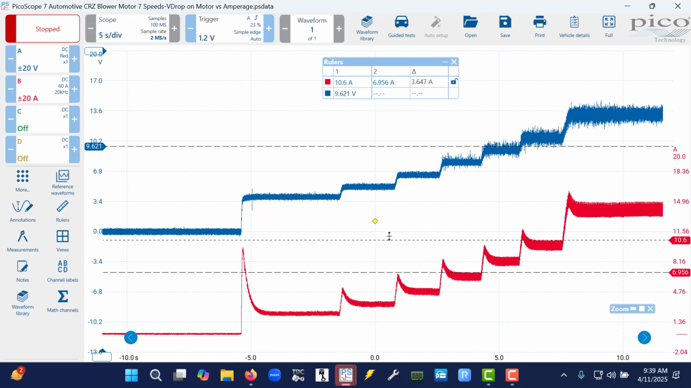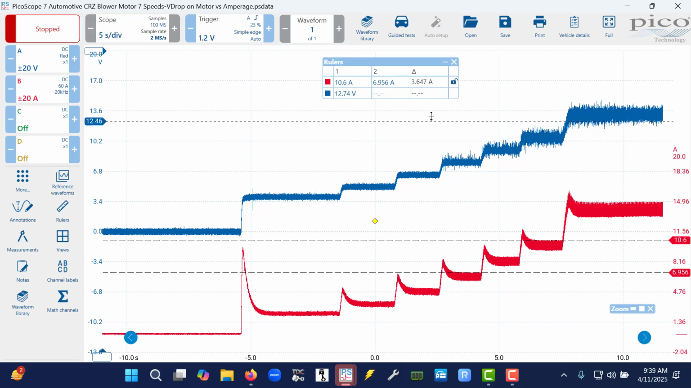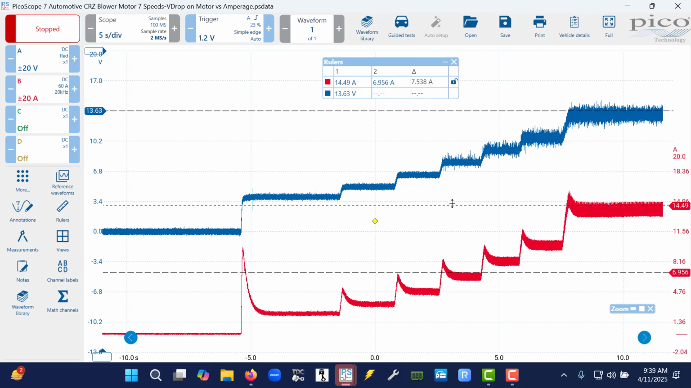And from there, we're seeing about 10.6 amps of current flow. And this progressively goes on the rise. So effectively, we get to the point where we get to the 7th full speed. We're pulling a pretty serious amount of amperage, almost 15 amps continuously, at a voltage of around 13.63 volts.